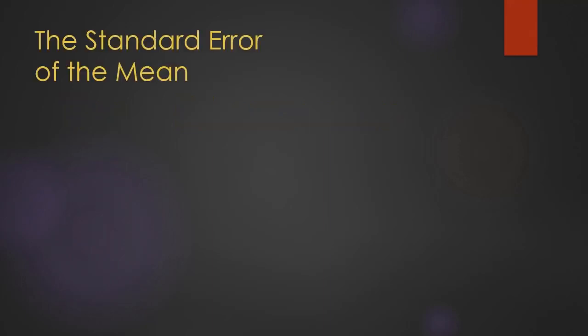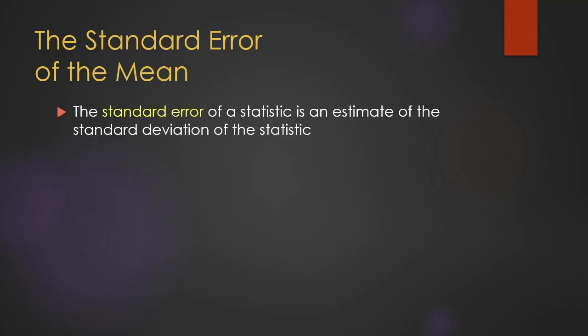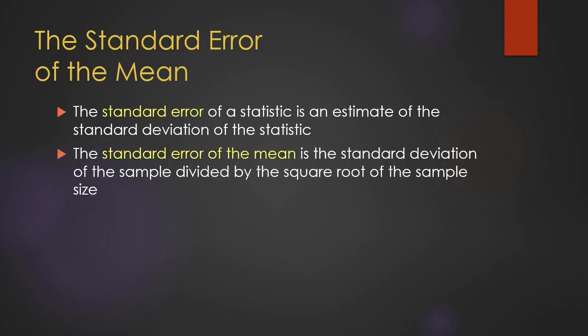In order to learn about the t-distribution, we have to first learn about the standard error of the mean. The standard error of a statistic is an estimate of the standard deviation of the statistic. So, the standard error of the mean is one example of standard error because we're talking about the standard error of a statistic, namely the mean. We find the standard error of the mean by taking the standard deviation of the sample and dividing it by the square root of the sample size.